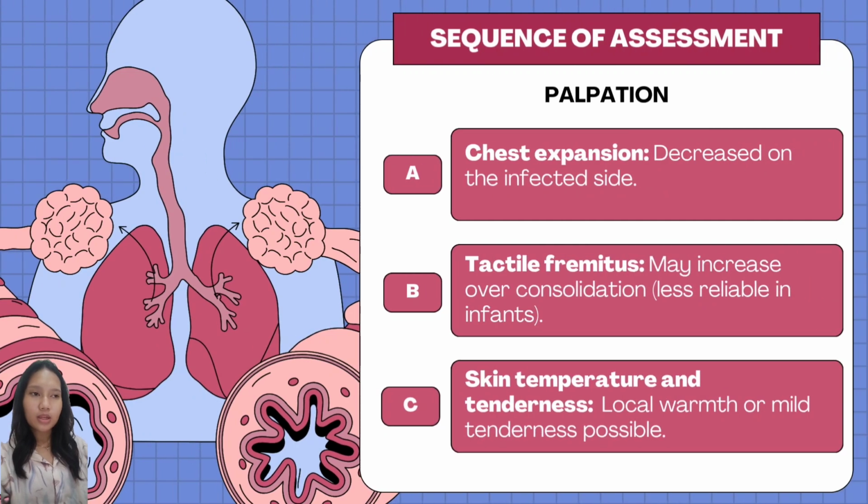Next is palpation. First is chest expansion, which decreases on the infected side. Second is tactile tremors, which may increase over consolidation, less reliable in infants. And last is skin temperature and tenderness. Local warmth or mild tenderness is possible.